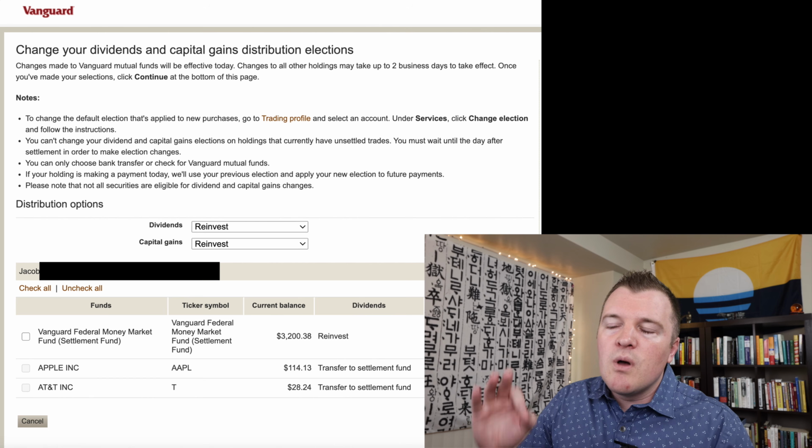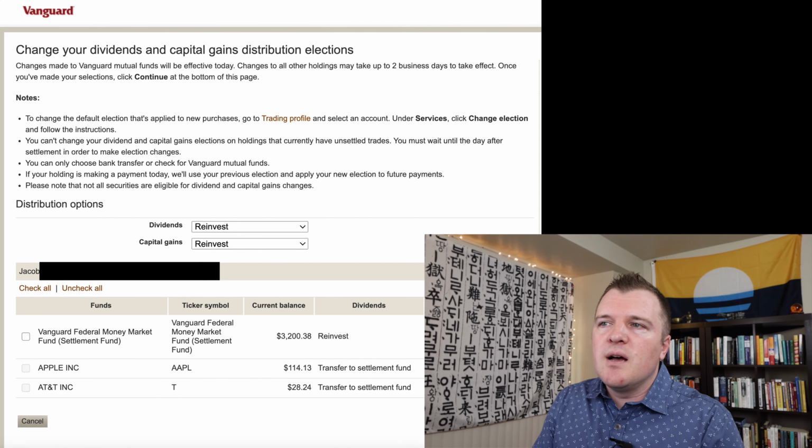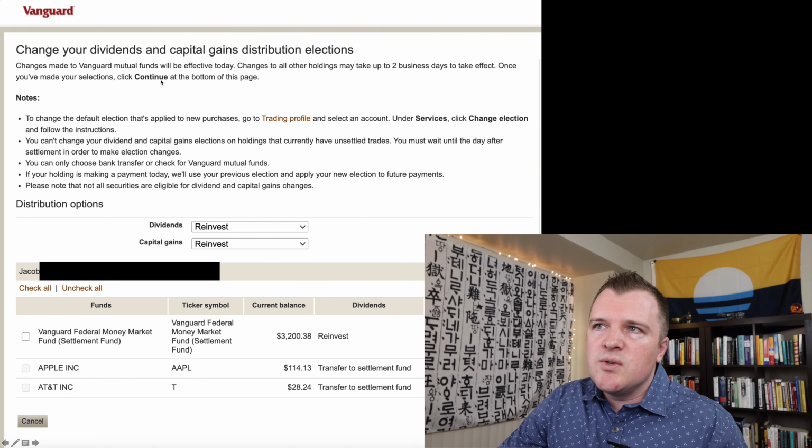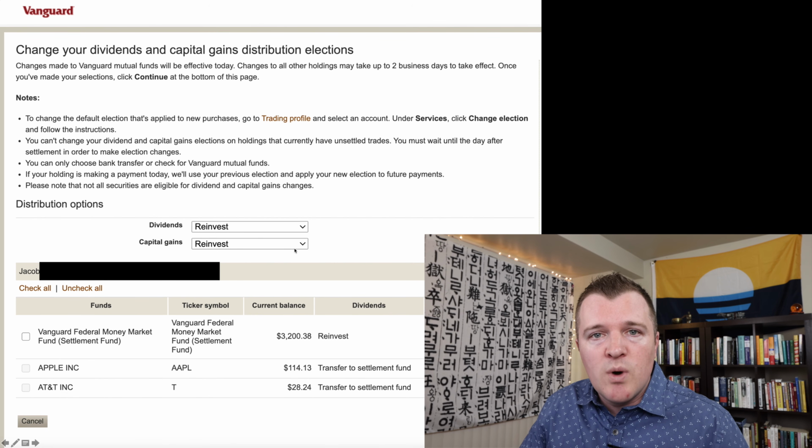So when you log on to the desktop version, in my other video I explain how to do this, but you're going to have to navigate to the dividends and capital gains page and then make sure that you always reinvest dividends and capital gains, if that's something that you actually want to happen.